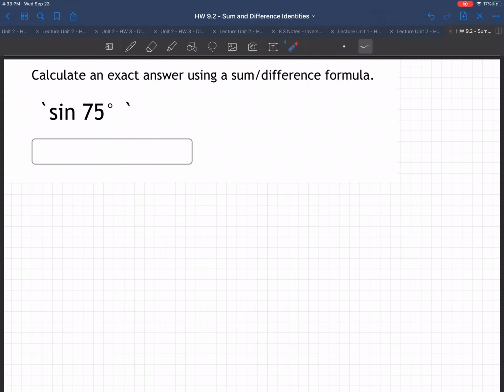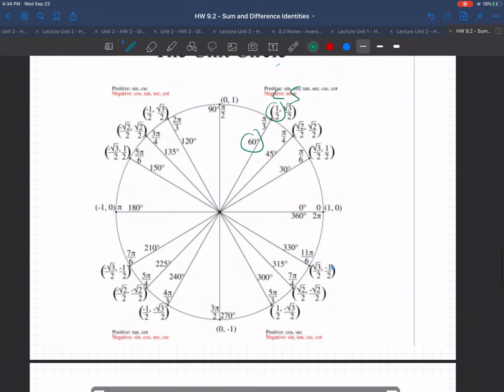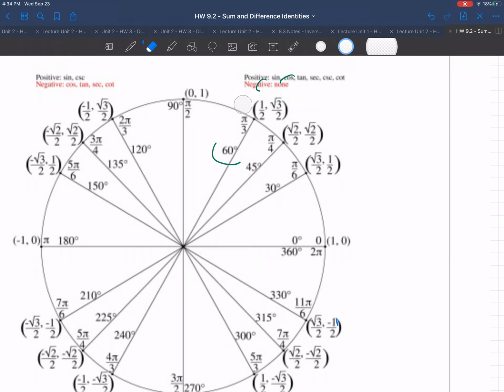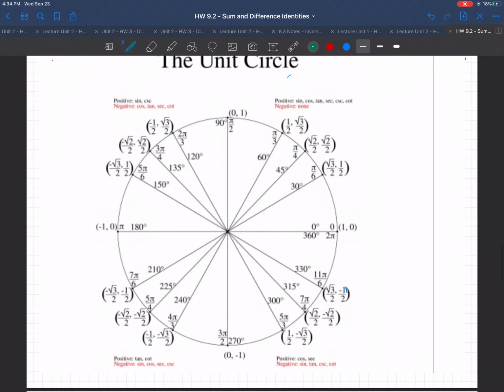Welcome to an example in which we're calculating an exact answer using a sum or difference formula, sine of 75 degrees. Now, how are we going to find the sine of 75 degrees? If we go to the unit circle, there's no 75 here, right? There's 60, there's 90, 75 would be about right there, but it's not one of the angles they gave us on the unit circle.